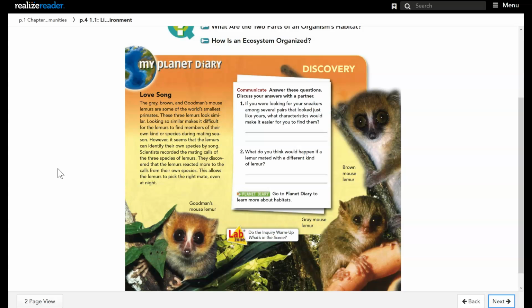So we have the pictures here of the gray mouse lemur, the brown mouse lemur, and the Goodman's mouse lemur. They look relatively small. It says, answer these questions. Number 1. If you were looking for your sneakers among several pairs that looked just like yours, what characteristics would make it easier for you to find them? And number 2, what do you think would happen if a lemur mated with a different kind of lemur? Answer your questions on the worksheet provided.